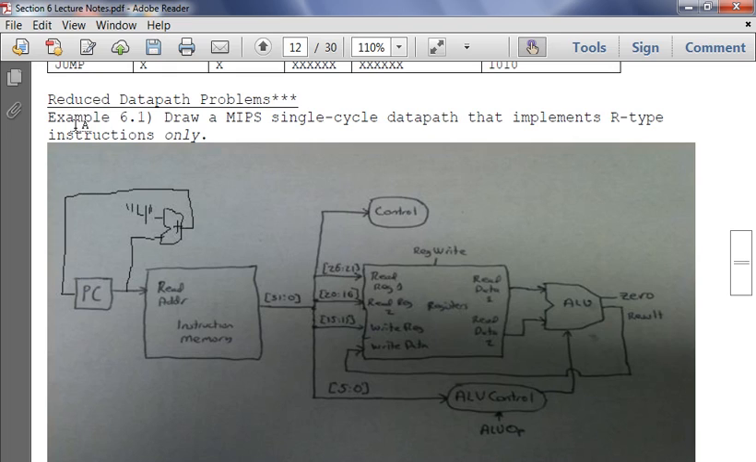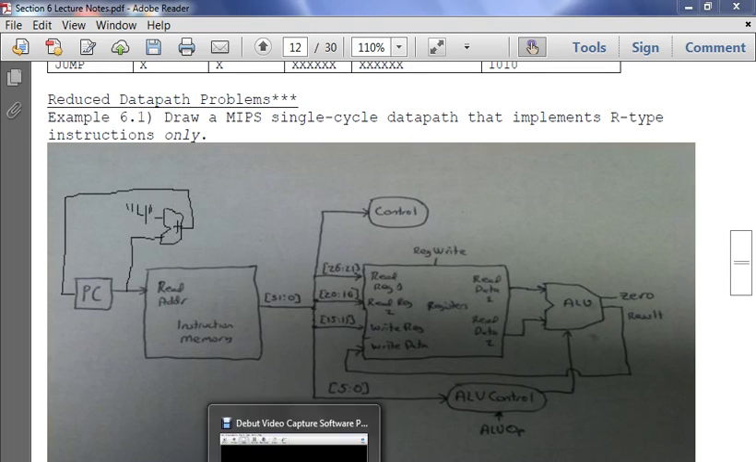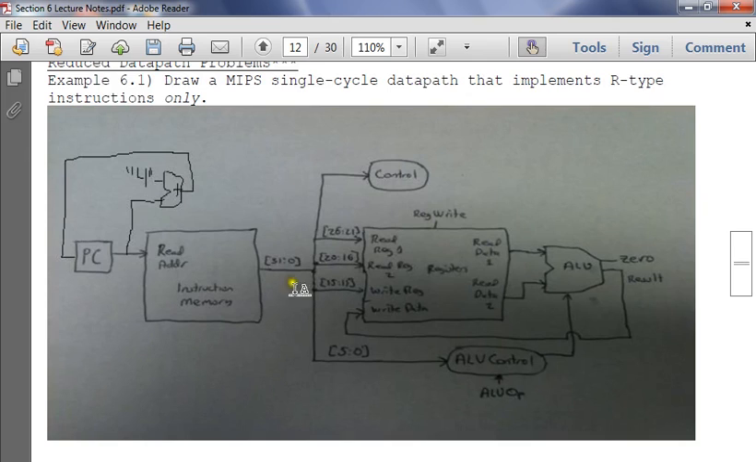Here, I've broken down just the pieces that you would need for an R-type instruction. I'm going to show you what this says, and hopefully you'll see it better on the video. You have your program counter here, and then PC plus 4. Since it's an R-type instruction only, we don't have to worry about branch or jump, right? So it's just going right back to the program counter. We have an instruction memory, which we need on every instruction. Actually, I can probably just draw it on an eraser. Here we go, I'm drawing it for you.